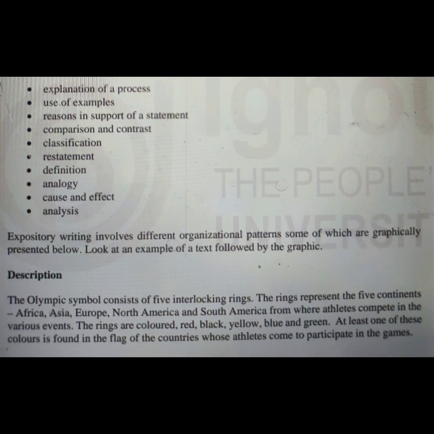Description. The Olympic symbol consists of 5 interlocking rings. The rings represent the 5 continents: Africa, Asia, Europe, North America and South America, from where athletes compete in the various events. The rings are colored: red, black, yellow, blue and green. At least one of these colors is found in the flag of the countries whose athletes come to participate in the Games.